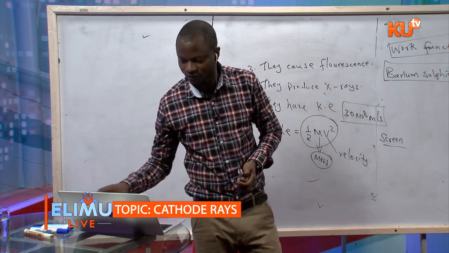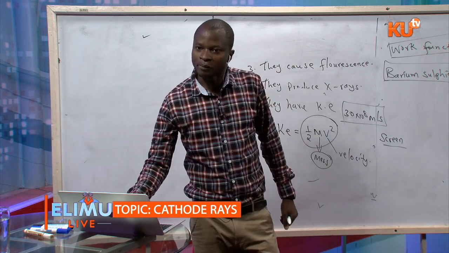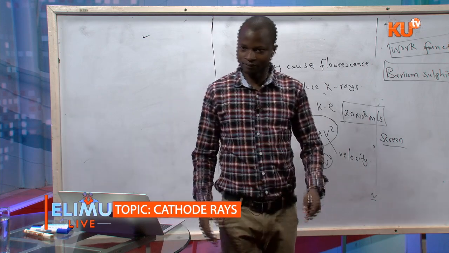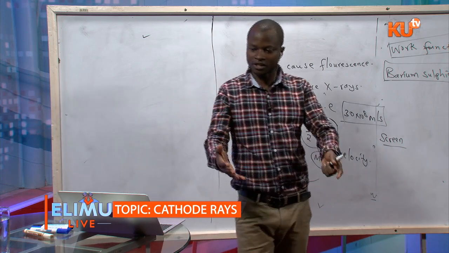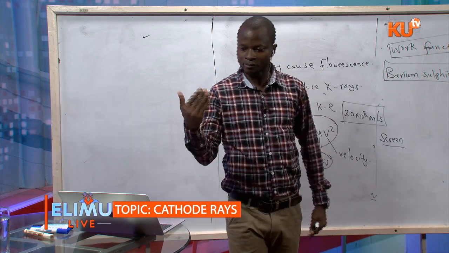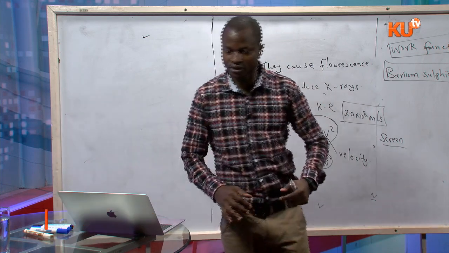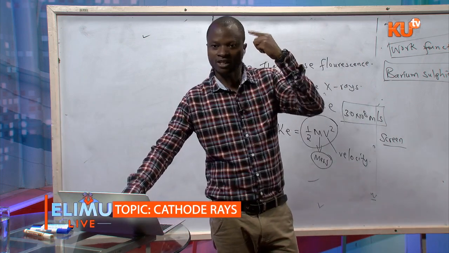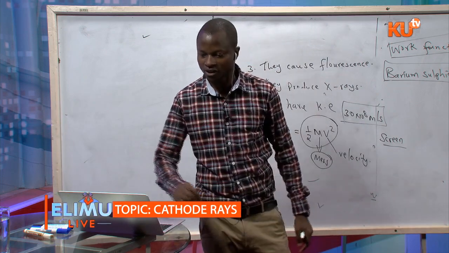So we can calculate the kinetic energy of cathode rays. What did we say were the properties? Property number 1, they travel in a straight line. Number 2, particulate in nature. Number 3, produce fluorescence in some materials. Then they can produce X-rays. And lastly, they possess kinetic energy.